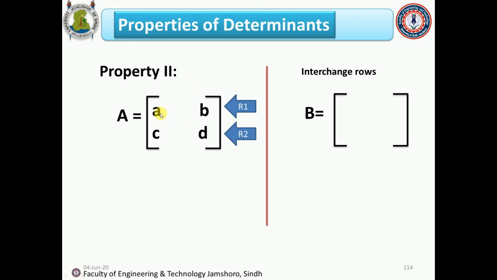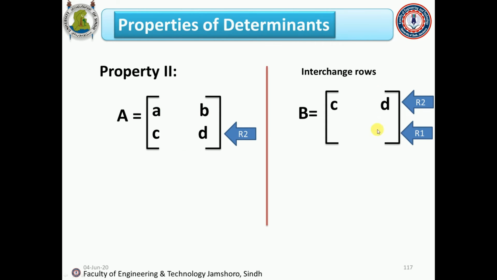Here you know that this is R1, this is R2. So what we do here is put R2 in the initial row this way, C D. In this way R1 is now shifted to the second row of the B matrix. So now I hope you understand what is meant by interchanging rows.